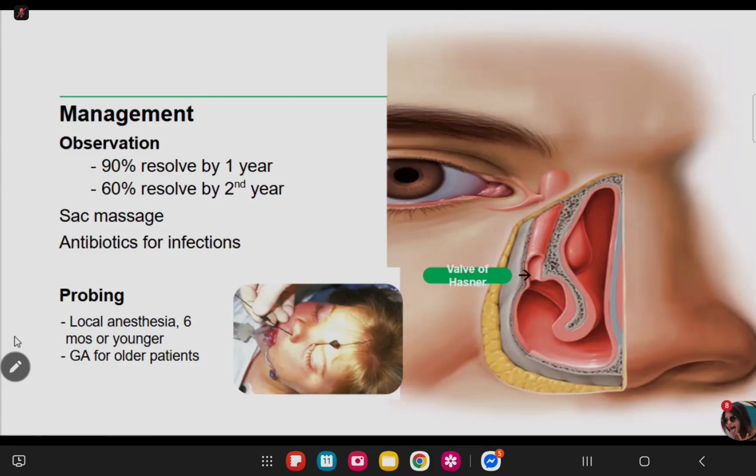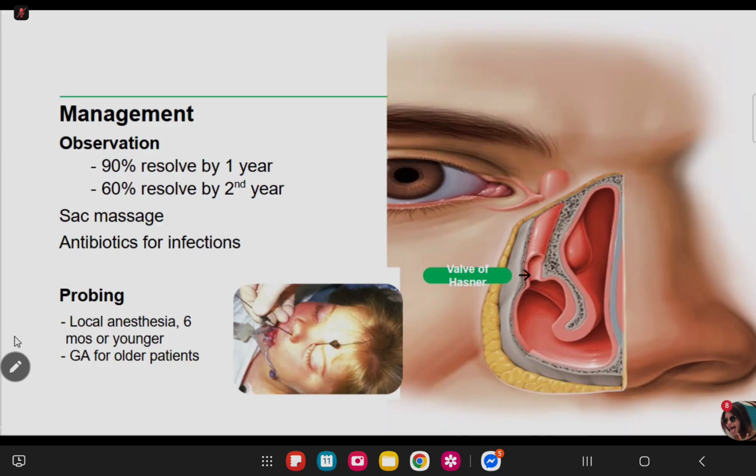The management is observation for less than 1 year, since 90% of those having a non-patent nasolacrimal duct would just resolve on their own by around 1 year, and 60% resolved by the second year. However, if the patient has symptoms after the first year, we can opt to do regular sac massage, and we treat with erythromycin ointment to prevent infection.